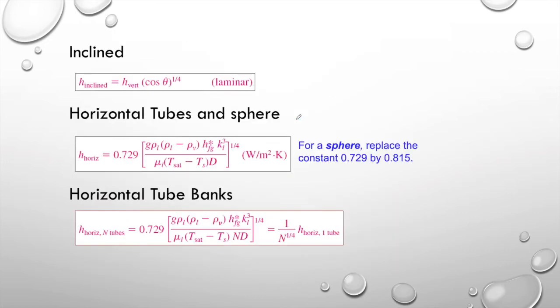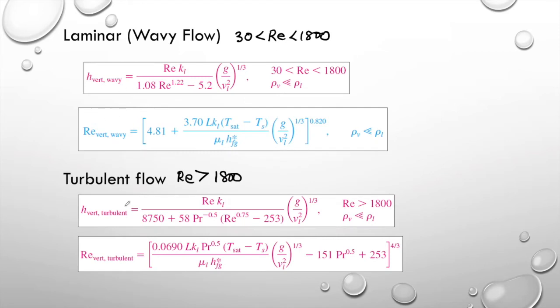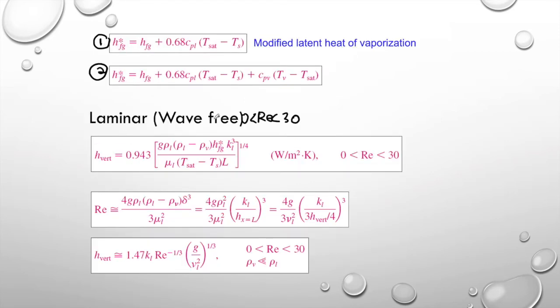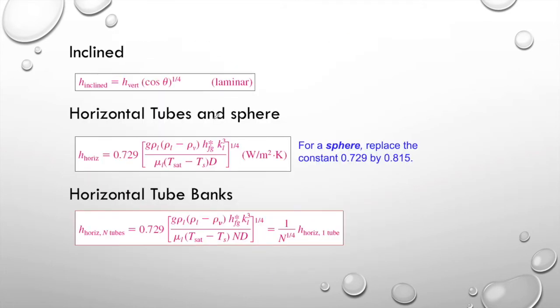So next is incline. If we have inclined problems, what we have to do here is use the h vertical from turbulent flow, laminar flow, or laminar wave free. After you determine the h vertical, you can substitute into this equation, where theta is the degree of inclination.